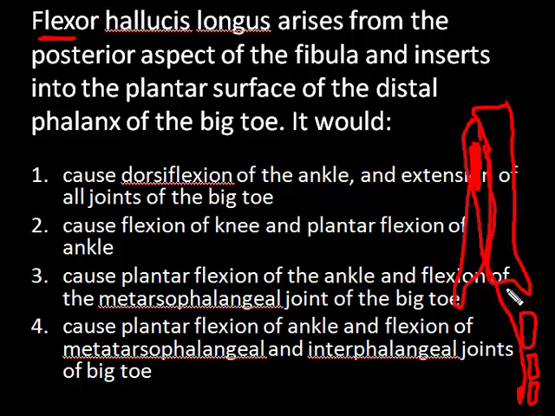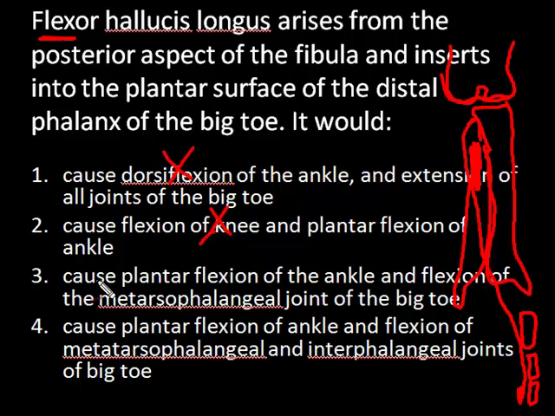Now let's see what all it can do. Since it's lying on the posterior aspect of the leg, it crosses the ankle joint posteriorly, so it is not going to be able to cause dorsiflexion, because dorsiflexion is done by muscles which cross anterior to the ankle. The second statement says it causes flexion of the knee. Look here, the knee joint is above, and this is arising below the knee joint, so it's not going to have any action on the knee. It arises from the fibula; it would have to arise from the femur to act on the knee. So you can rule that one out.